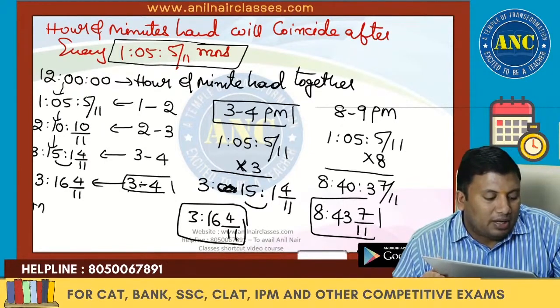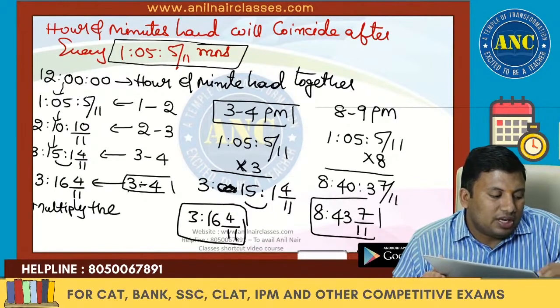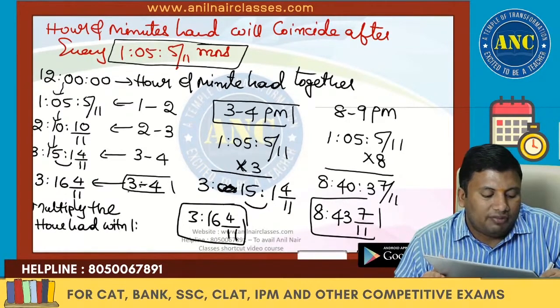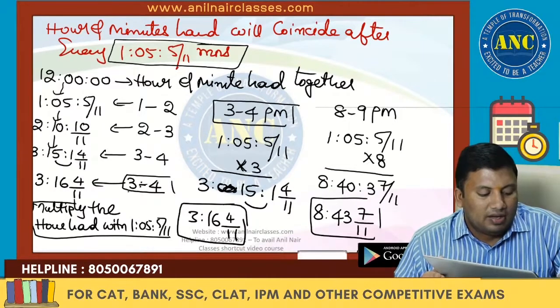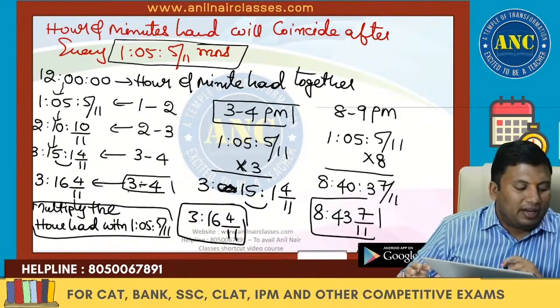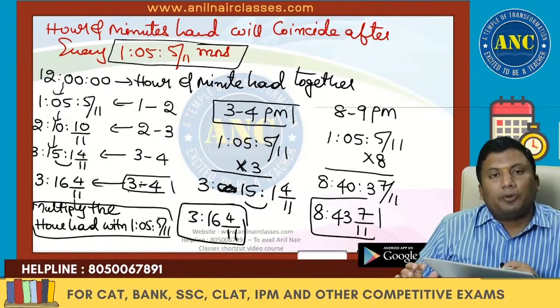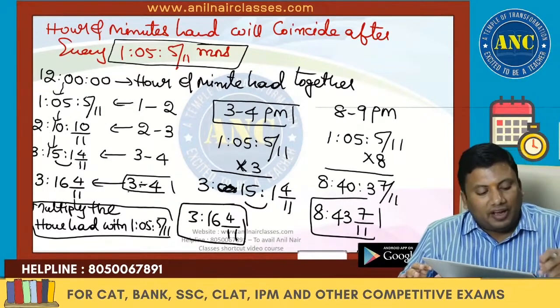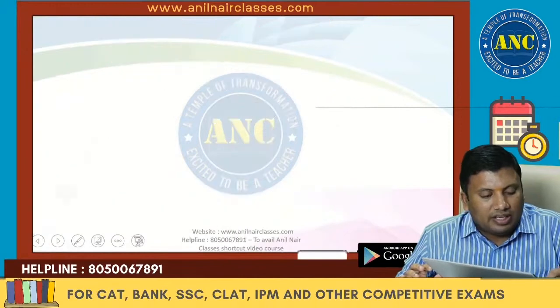Please write down a point here. Multiply the hour hand position with 60/11. You will get the coincidence timing.